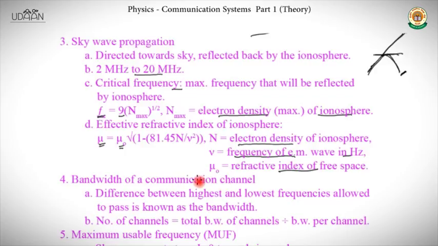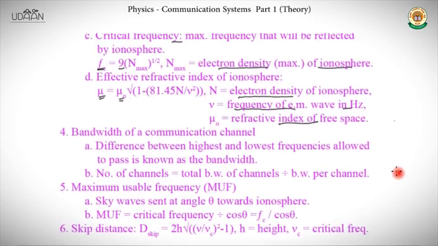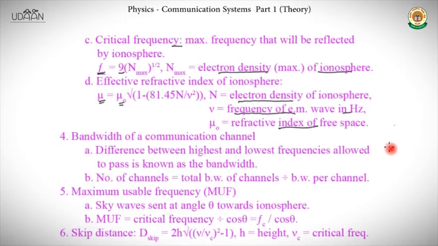I'll tell you firstly about the bandwidth of a communication channel. The bandwidth, as you might already know from your day-to-day life, is the difference between the highest and lowest frequencies allowed to pass. If this is a communication channel and you have different frequencies going through, this will be the highest frequency, this is the lowest, and this will be known as the bandwidth. And the number of channels that can be used is given by the total bandwidth of all the channels divided by the bandwidth per channel. So this will be the number of possible channels in any, say, ground waves or space waves. The number of channels depends on the total bandwidth available divided by the bandwidth required per channel.